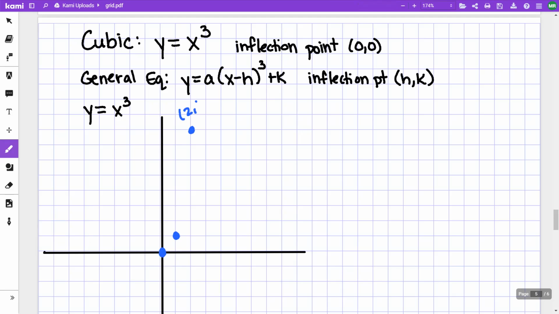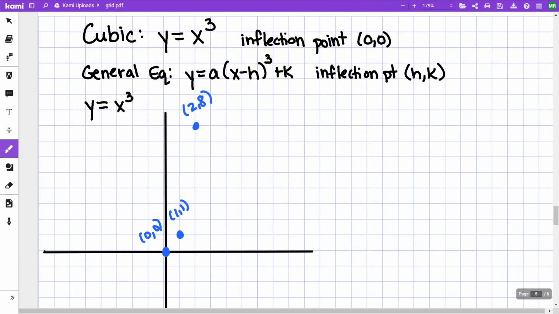So again, this one is 2, 8. This one is 1, 1. This was 0, 0. Now, the next one would be 3, 27 because 3 cubed is 27. 4, 64 because 4 cubed is 64. They're not going to fit on my graph.